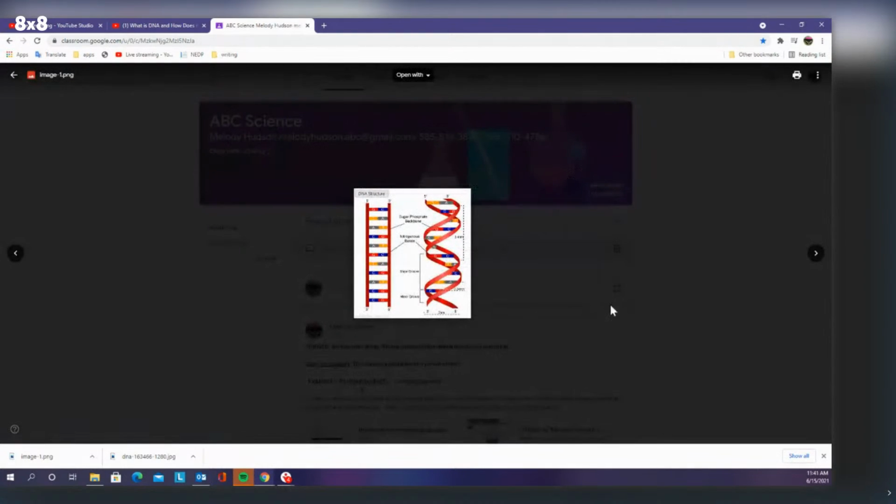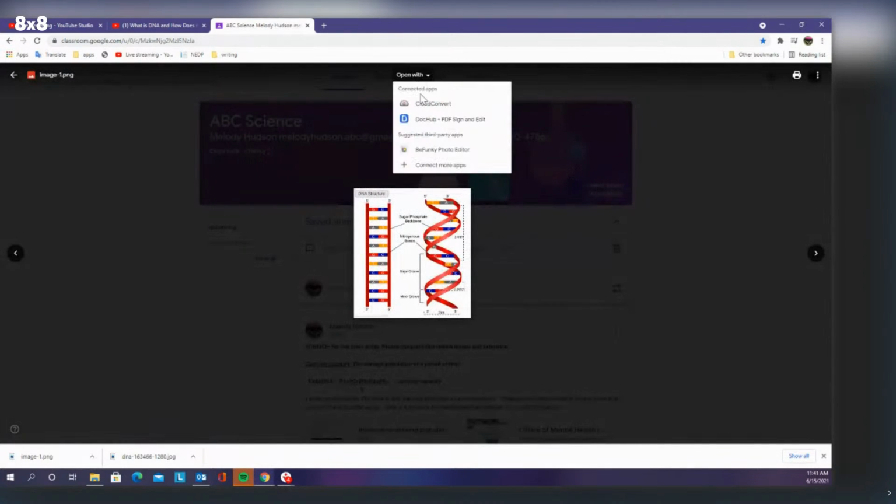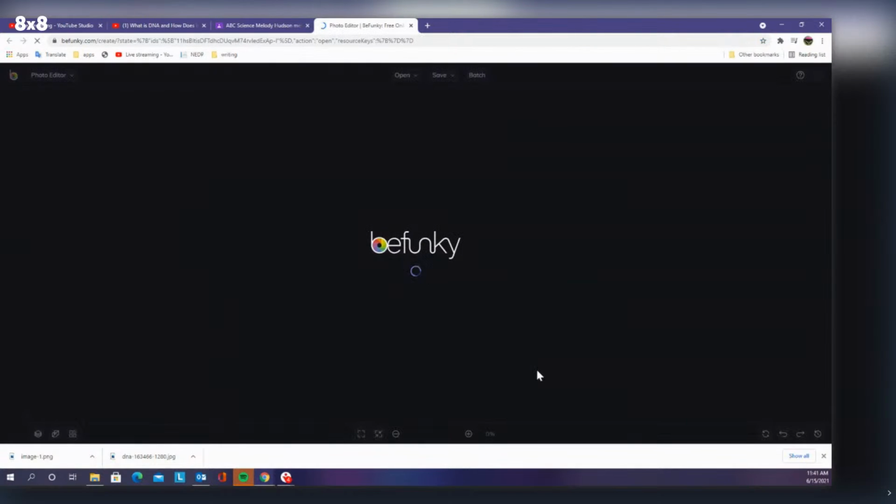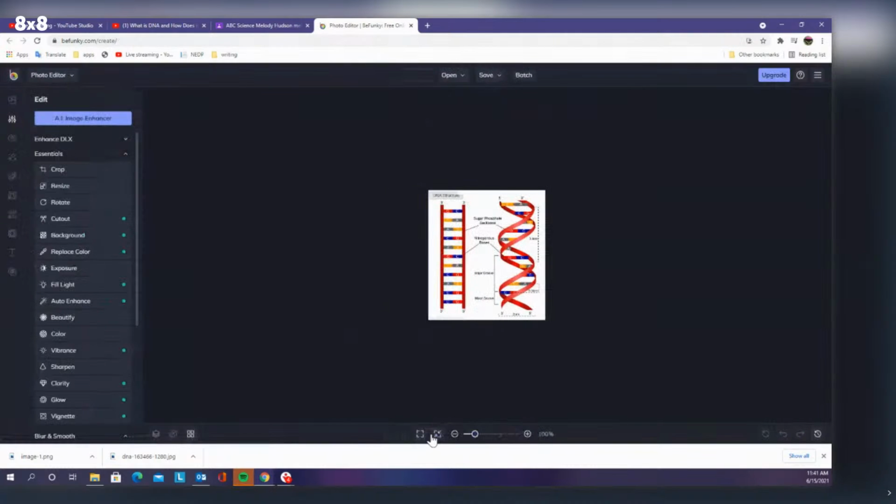So, oh, that's tiny. Let's see if we can open this with Be Funky Photo Editor. That's crazy. All right. That is so little.